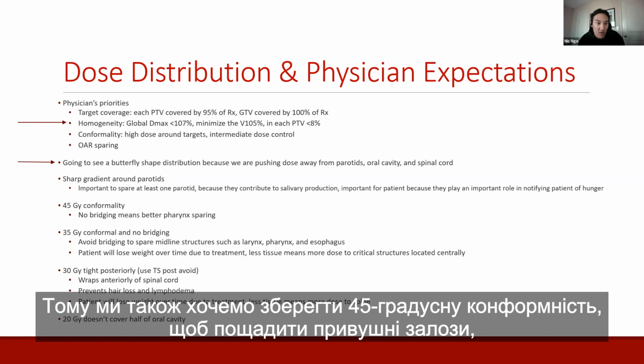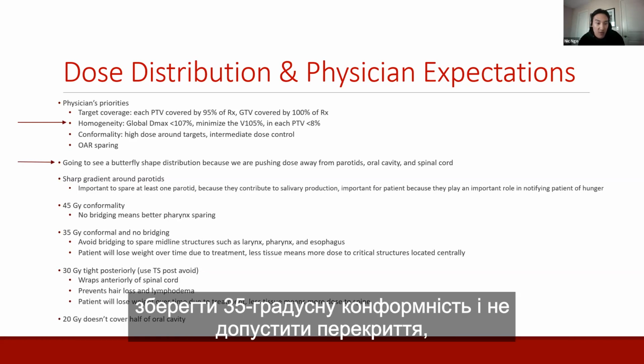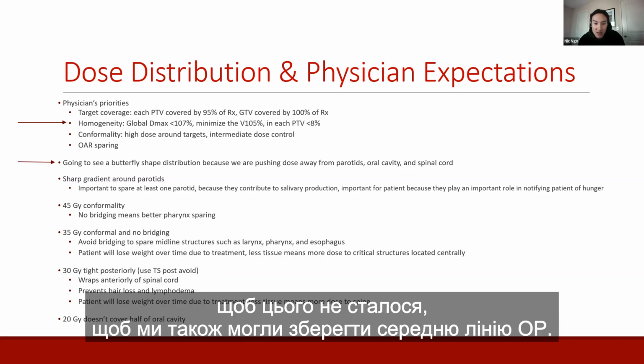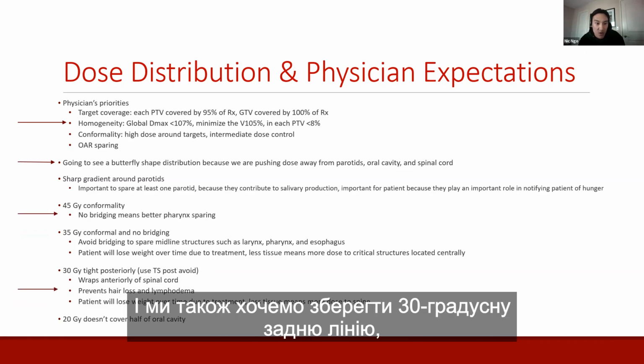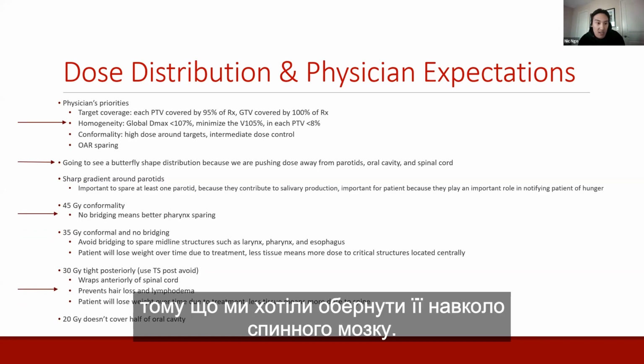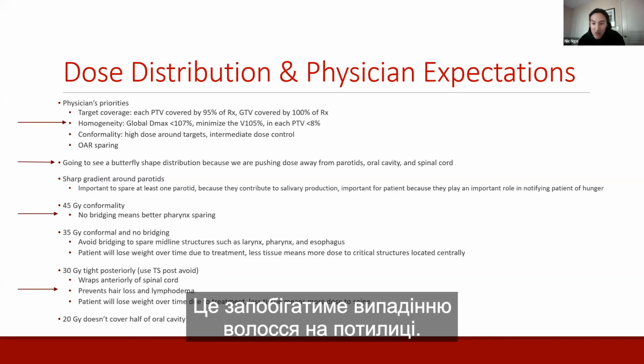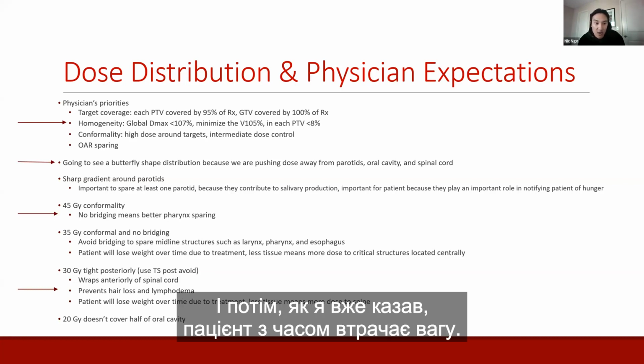So we also want to keep the 45 gray conformal so we can spare the pharynx, keep the 35 gray conformal, and keep it from bridging so that we can spare the midline OARs well. And then we also want to keep the 30 gray posterior because we want it to wrap securely around the spinal cord. This will prevent hair loss in the back of the neck. And then, like I said before, the patient's weight loss over time.